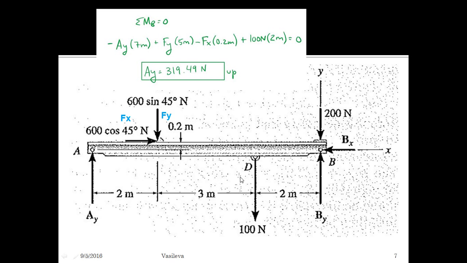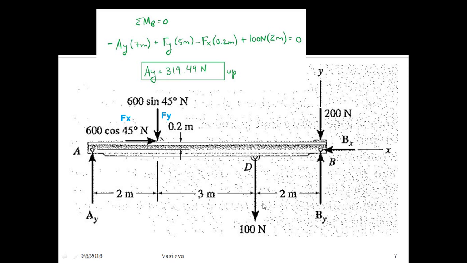And then plus 100 newtons times these 2 meters. The 100 newtons would cause a counterclockwise rotation, so it is positive as well. And in the end, I end up with Ay equals 319.49 newtons. Because I end up with positive, it means that the way I drew my force initially is the correct direction, so it's going to be upward.